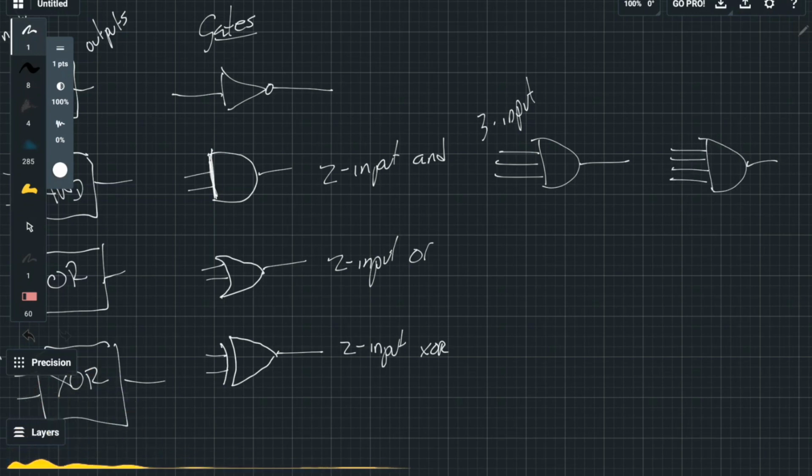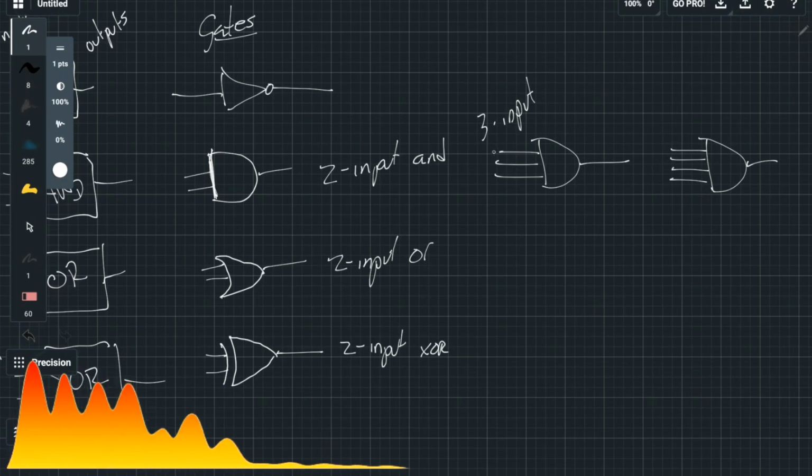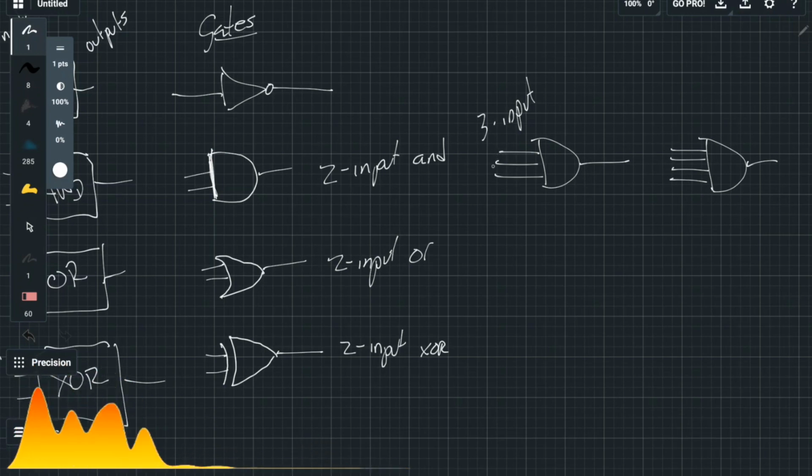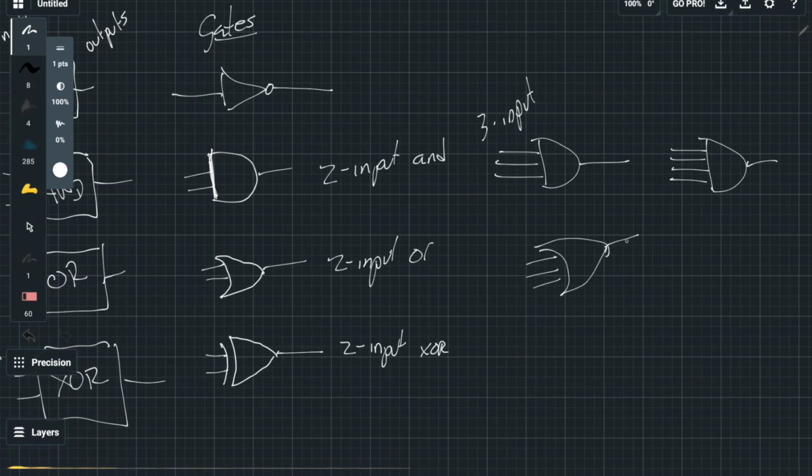And remember, the rule is, as long as all of them are 1 on the input, the output's 1, no matter what. The OR is, again, very similar. You could have a 3-input OR gate. If any one of the inputs is 1, the output is 1. Okay.